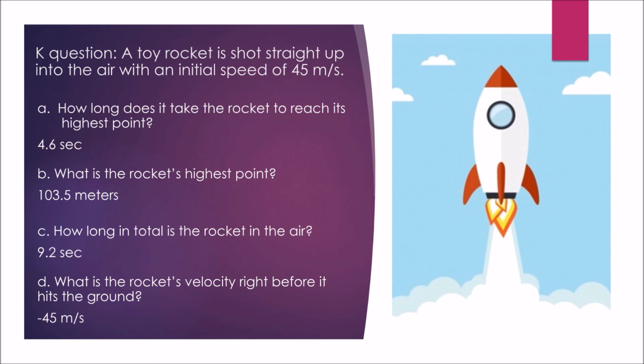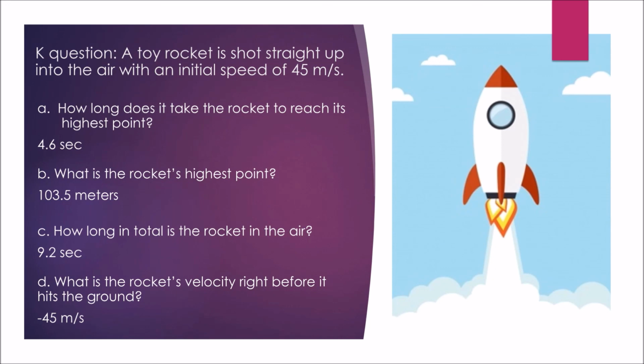What is the rocket's highest point? We just use our delta x equation for that. And how long is the rocket in the air in total? This is 9.2 seconds because it takes 4.6 to go up and it takes the same amount of time to come down. So 4.6 plus 4.6 is 9.2.